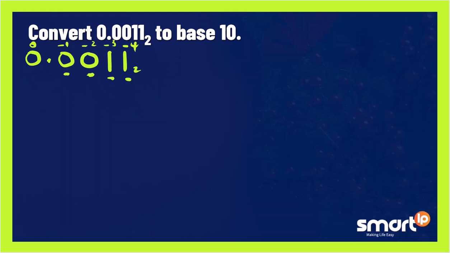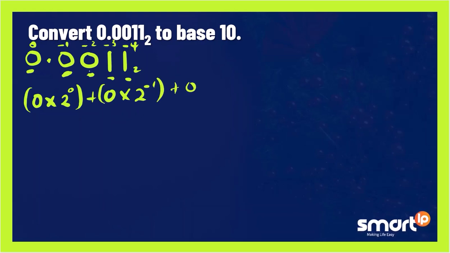Okay, amazing, good job. Now we have 0. We start from the first digit. So we write 0 multiplied by the base, raised to its power. The power there is 0. Put that in bracket. Plus, we'll go to the next digit. 0 times 2 raised to its power, which is -1. Then plus 0 again, which is the next digit. 0 times 2 raised to its power, which is -2.